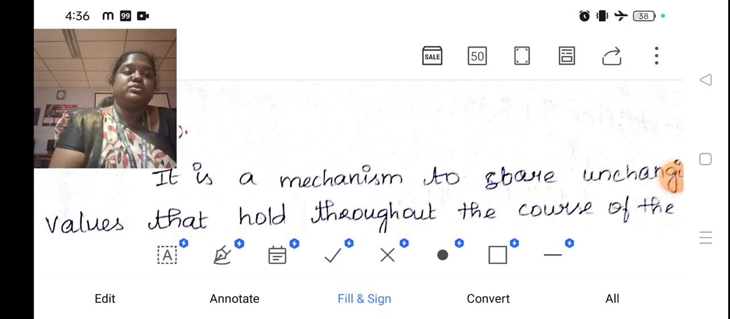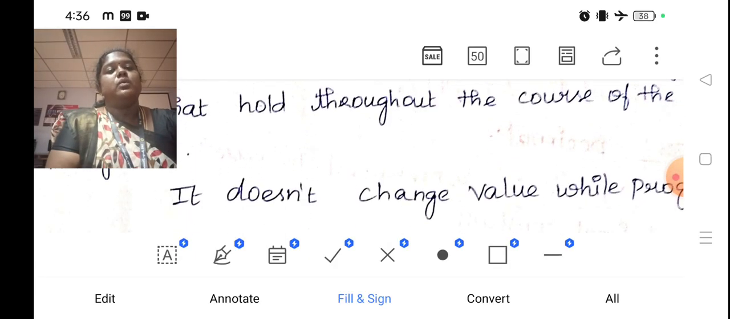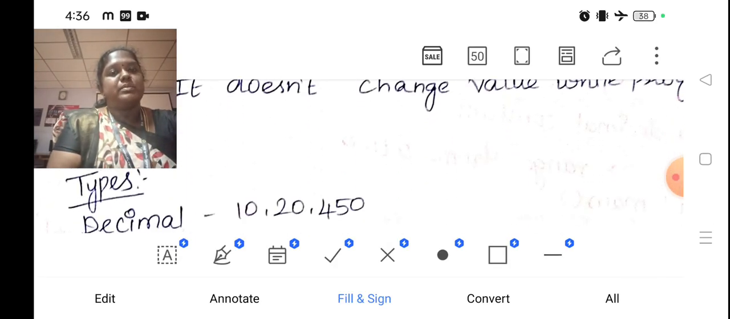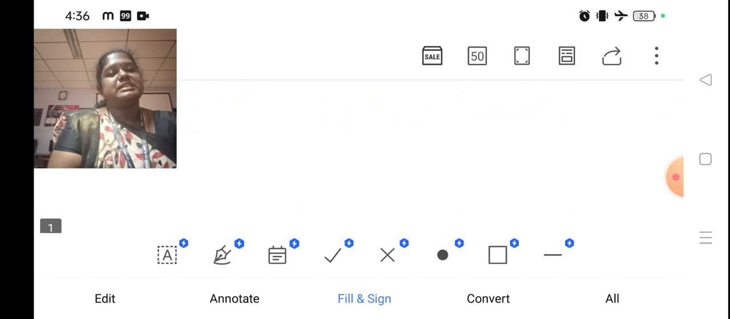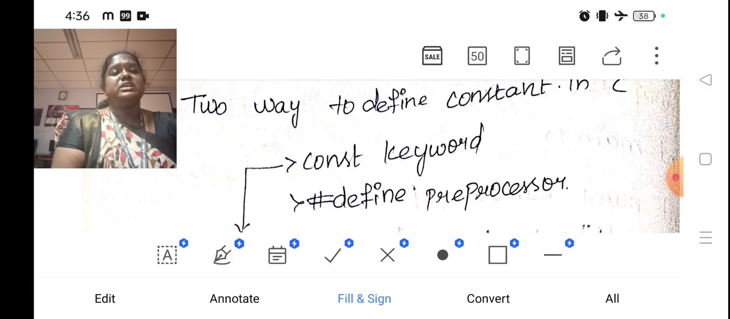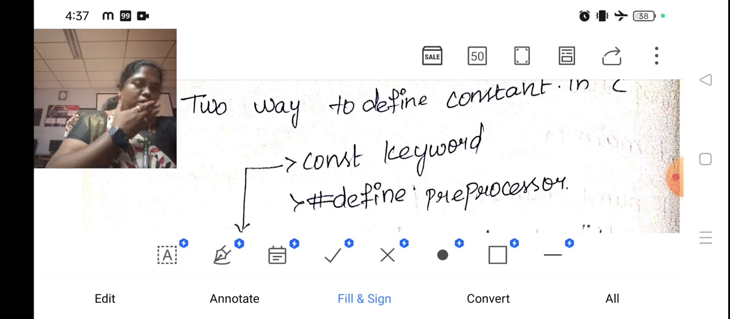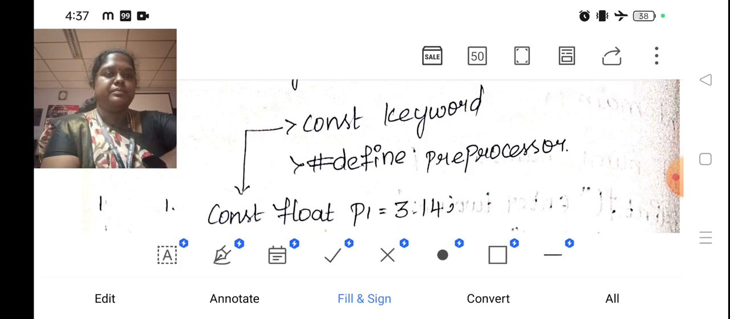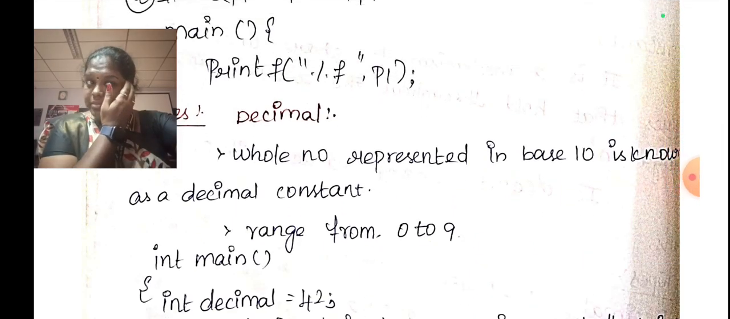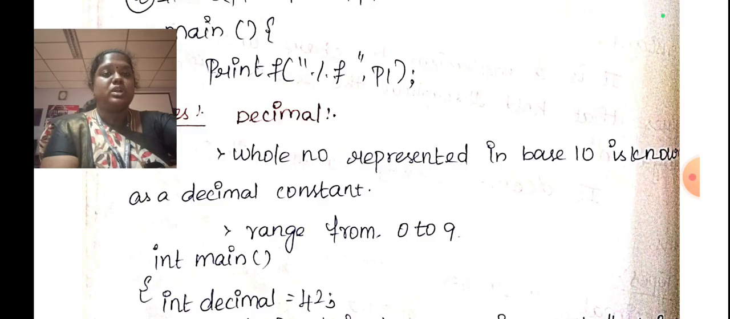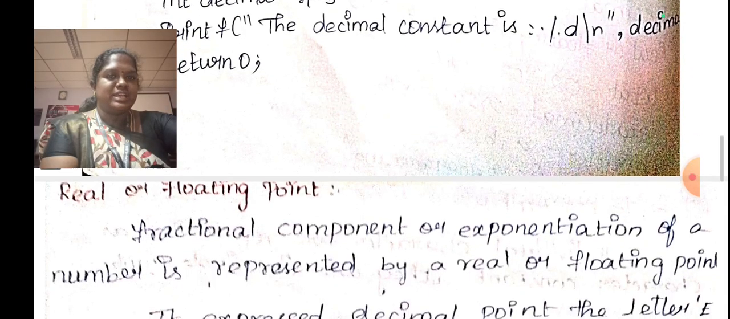A constant is a mechanism to store unchanging values that hold throughout the course of the program. It does not change any values while the program runs. Types: decimal, real or floating, octal, hexadecimal, character, strings, etc. While defining a constant, we use the const keyword or #define preprocessor. A decimal means a whole number represented in base 10, known as a decimal constant. The range is from 0 to 9. So int decimal = 42 is an example.